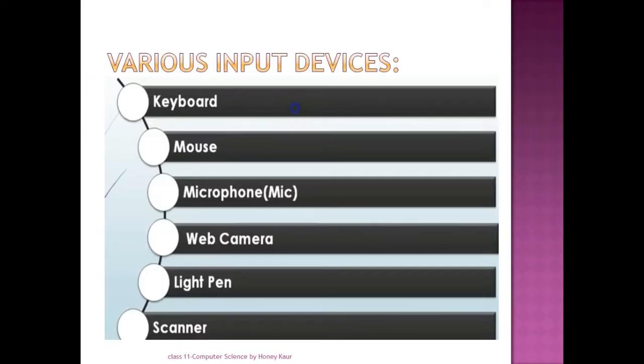We were having various input devices: keyboard for typing, mouse for pointing, microphone for recording, web camera for video, light pen for pointing, and scanner also. So these are various input devices that we use in our daily life, and among these we commonly use keyboard and mouse. So let's come to the explanation of these two.